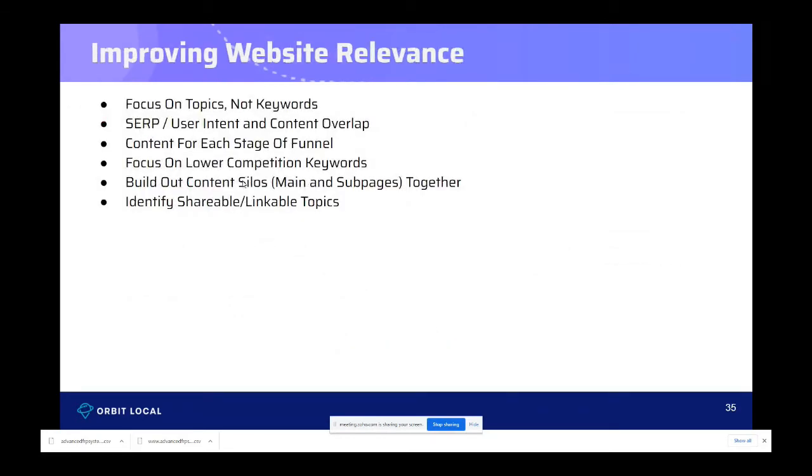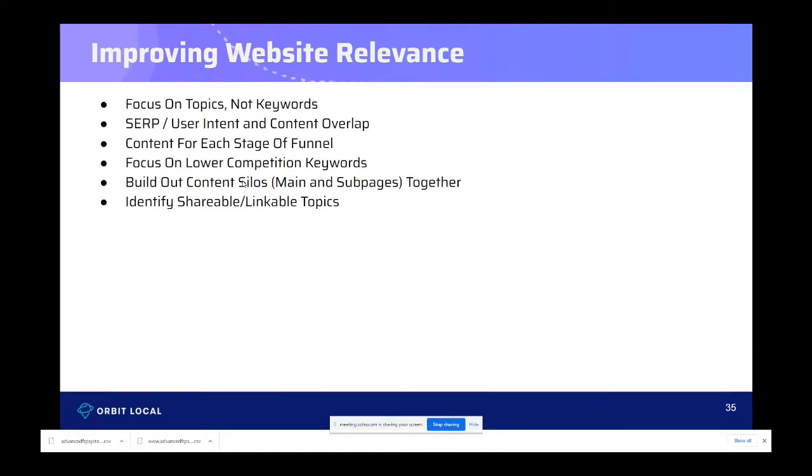I would say that you focus on topics, not keywords, because you could have one page that ranks for hundreds of keywords. So I would really try to focus on the topics more than the specific keywords. You also really have to make sure that you fully understand that concept I explained earlier, which is SERP and user intent and your content overlap. We have to have alignment between those three areas for each particular search. And the way you do that is that you create content for each stage of the funnel.